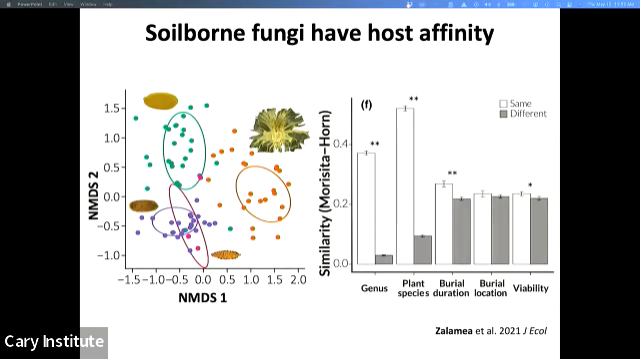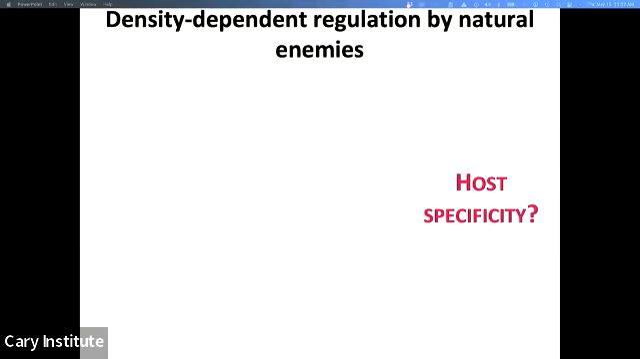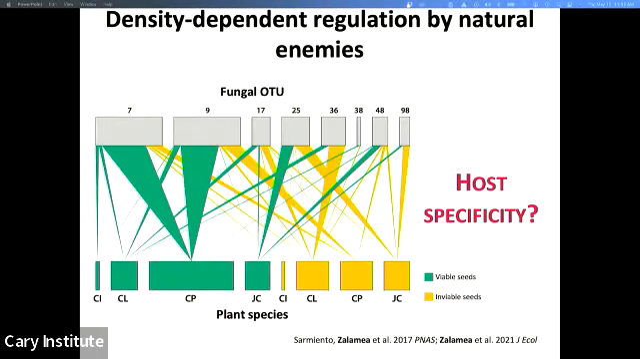But remember that at the beginning of this talk, I started saying that density-dependent regulation by natural enemies is important, and we assume some sort of host specificity. And so our initial guess is, okay, if host specificity is important, if we look at how those interactions play out in our system, we expect some sort of host specificity. And the result is no, we don't find that.